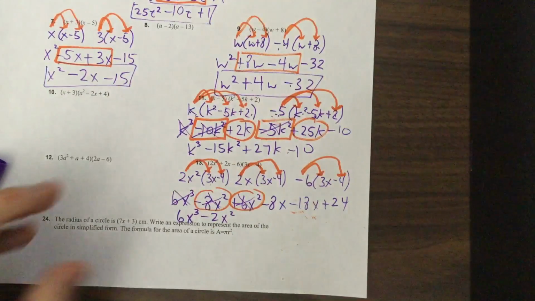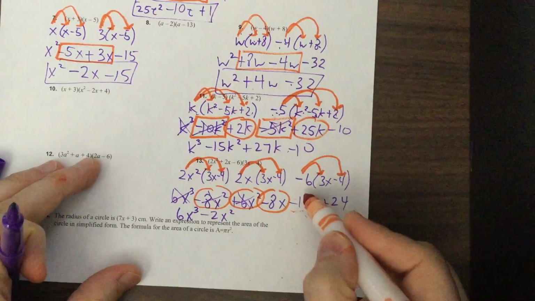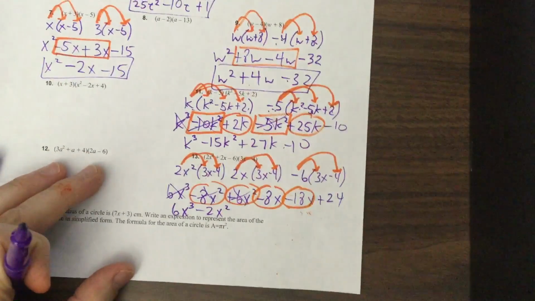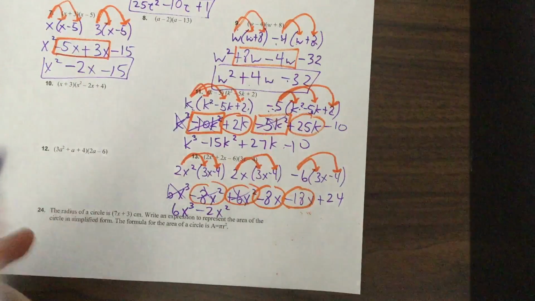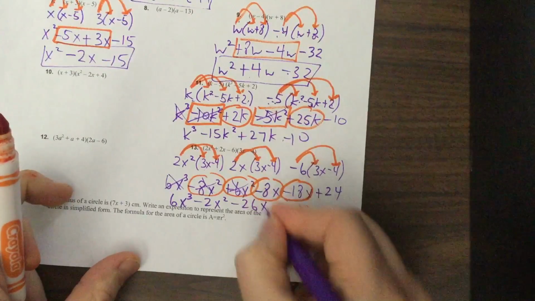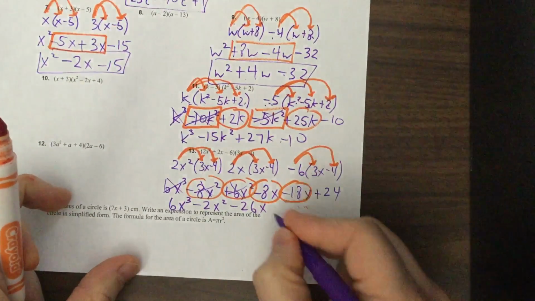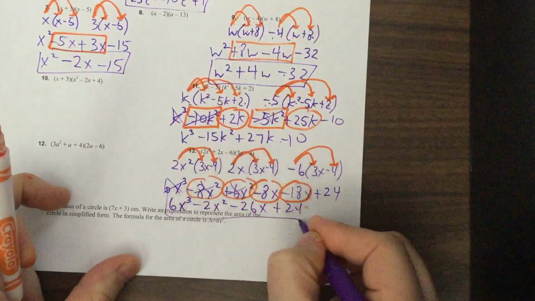Okay. Next, I have these x terms, negative 8x, negative 18x. That's going to give me negative 26x. Lastly, I just have that plus 24 to write on the end. There's the answer.